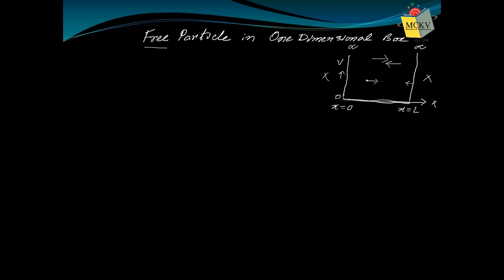Again, why is potential energy zero within the box? Because we are assuming the particle is a free particle. That means there is no force acting on that particle. If there is no force acting on the particle, then work done by the particle is zero. The particle is not doing any work. Therefore, potential energy: how do we measure potential energy? Potential energy is the work done stored. So if there is no work done, there is no potential energy. So the potential energy of this free particle is zero.